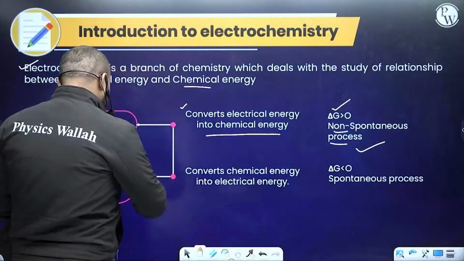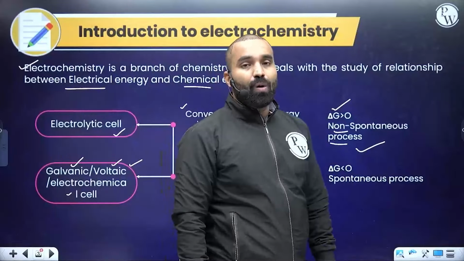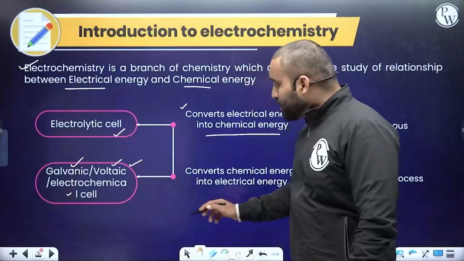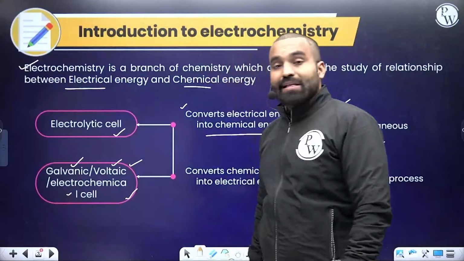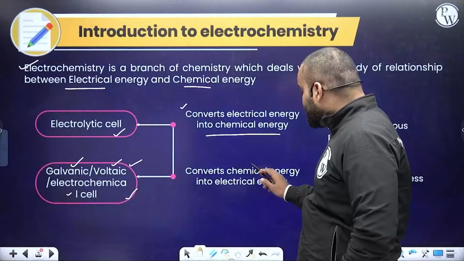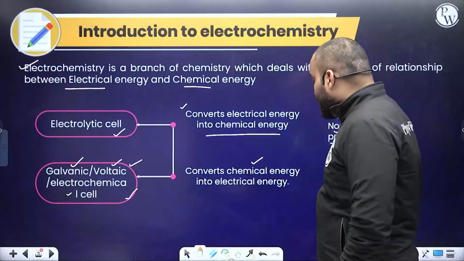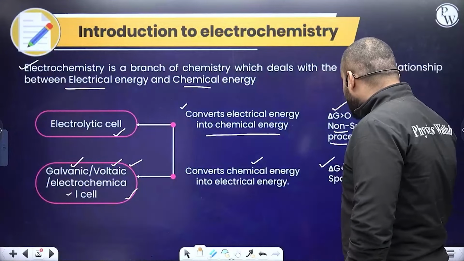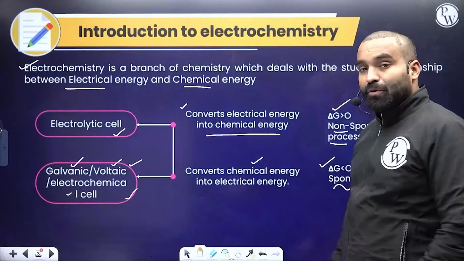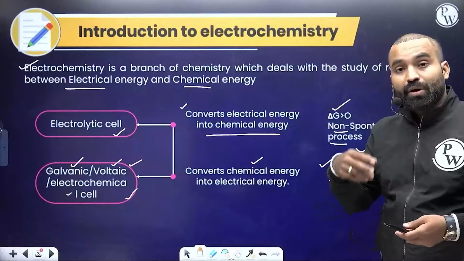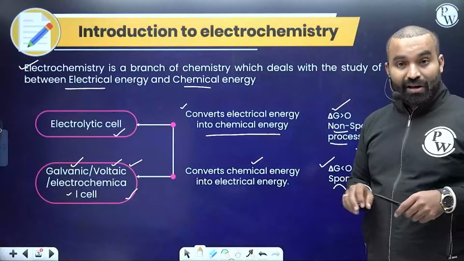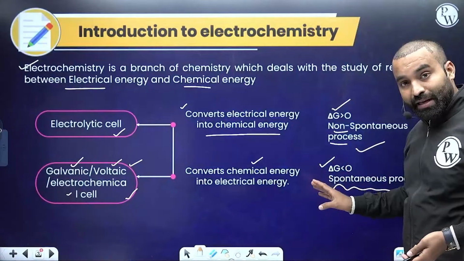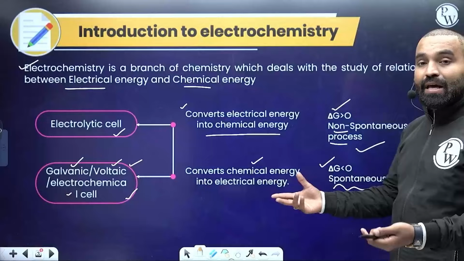Now the second kind of cells are galvanic or voltaic cells, or electrochemical cells. Very, very important. This is mostly what we use in our daily life. They actually convert chemical energy into electrical energy. And the chemical process that is occurring is spontaneous. It happens on its own and it results in current for us, electrical energy for us. So at the cost of chemical energy, we produce electrical energy.